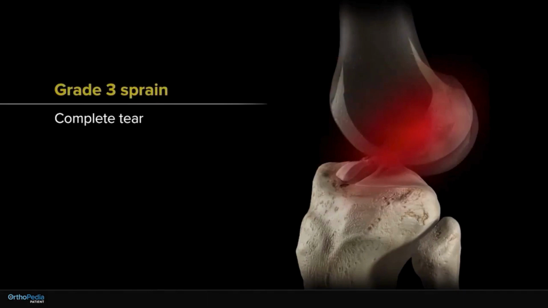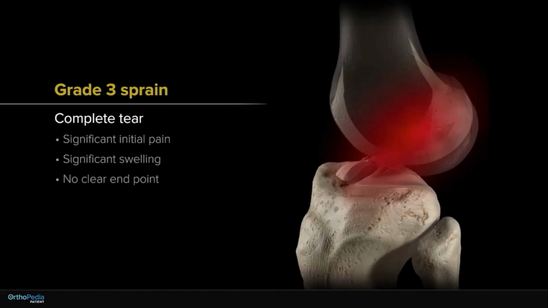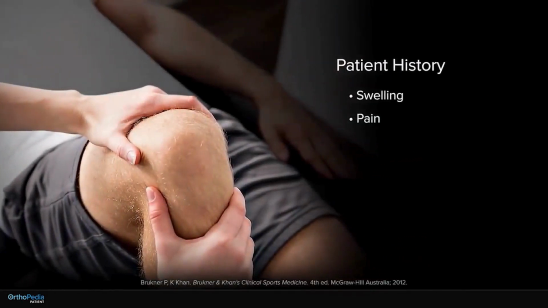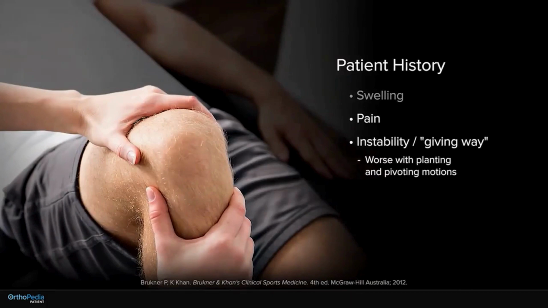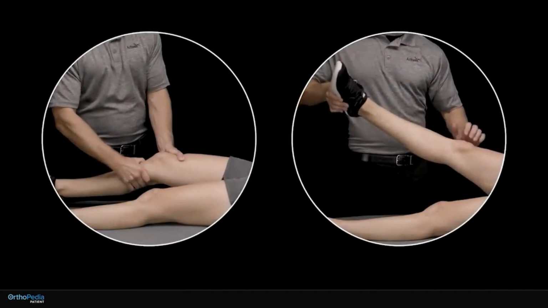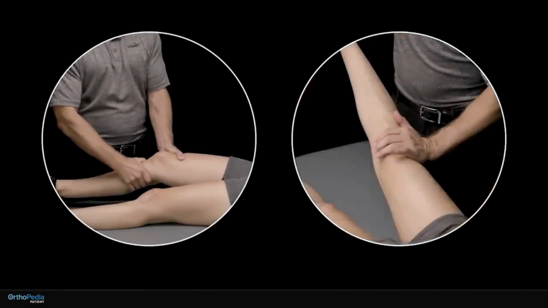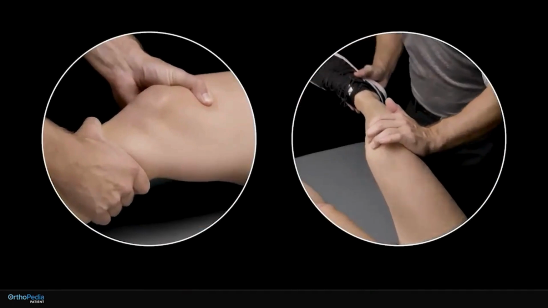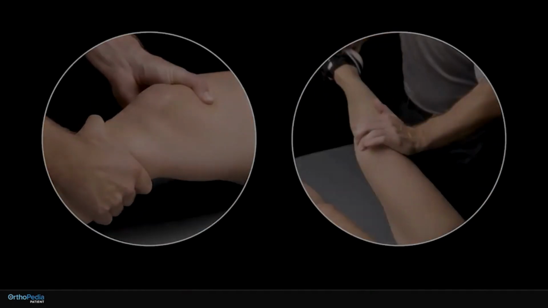Grade 3 injuries are complete tears. Significant pain and swelling will be present, and the knee will have increased movement and shifting when examined by a healthcare provider. A patient with an ACL tear will typically have symptoms of immediate pain and swelling. The knee also will feel unstable or have a giving way sensation. This feeling is worse when the patient plants or pivots on their leg. During the knee examination, the patient will feel like their knee is loose or unstable when the healthcare provider performs the special tests that check for an ACL tear.